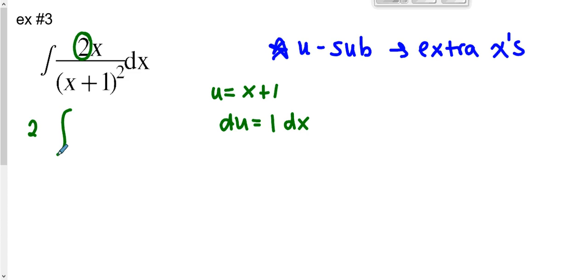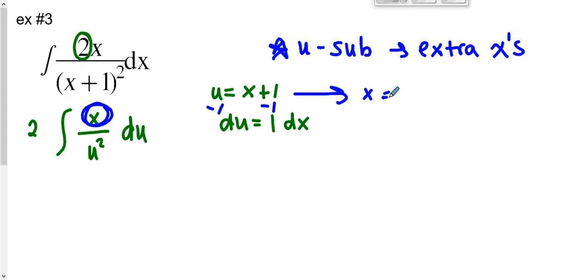I have the integral of 2x over u squared, and du is just dx. But I can't mix these. So I'm having a problem here. Whenever I have this problem, I go to my u equation and I solve for x. So x is u minus 1. So I'm going to put that in. 2 times the integral of u minus 1 over u squared du.